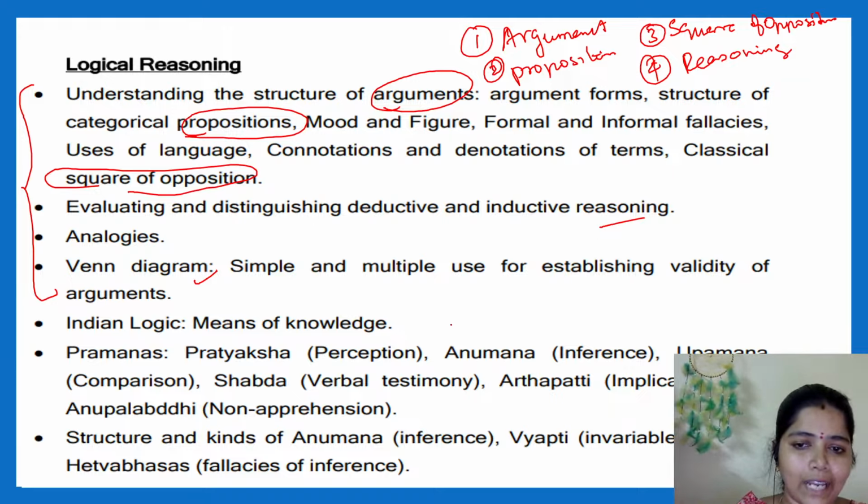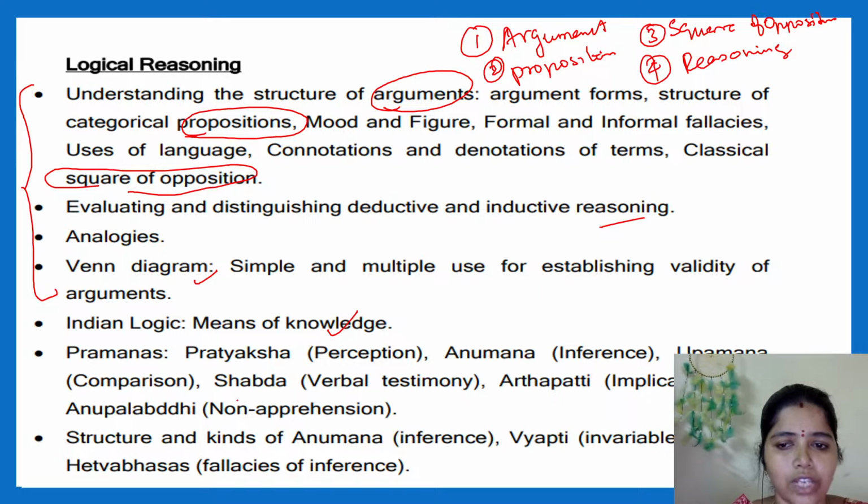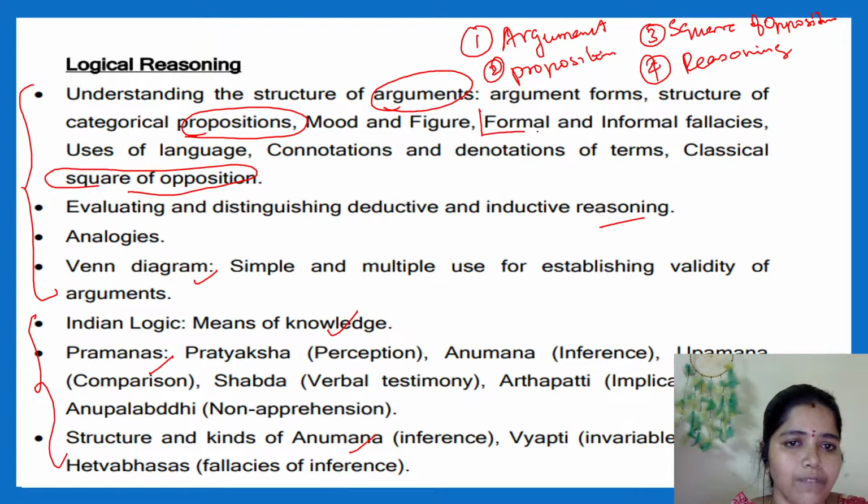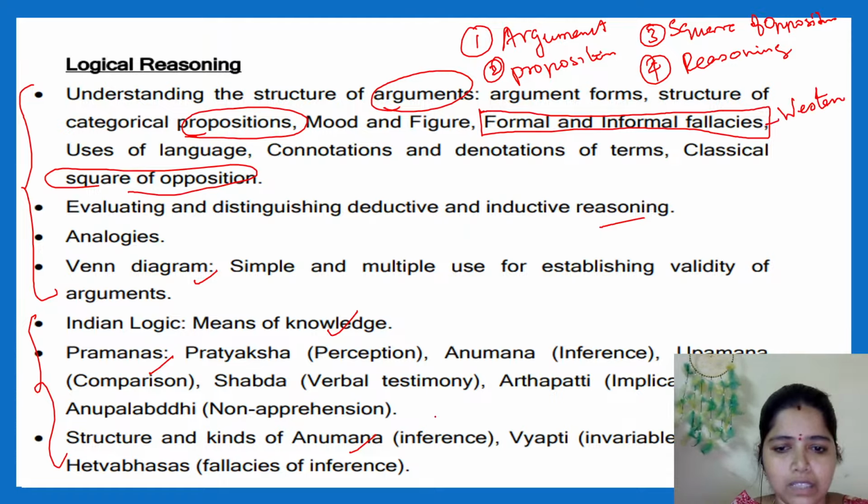So when I take the second part, we have Indian logic, pramanas, anumana. These three things in the second part. And here we have a concept called fallacy. This fallacy comes under the Western logic. This fallacy comes under Indian logic.